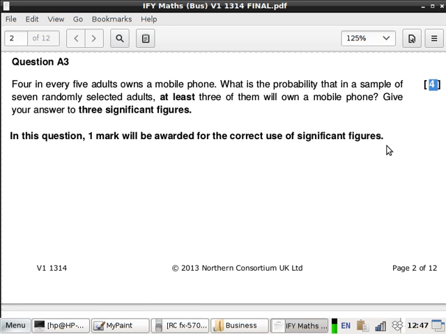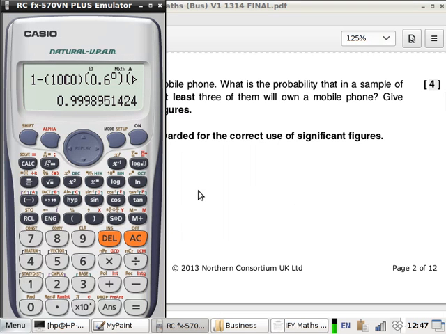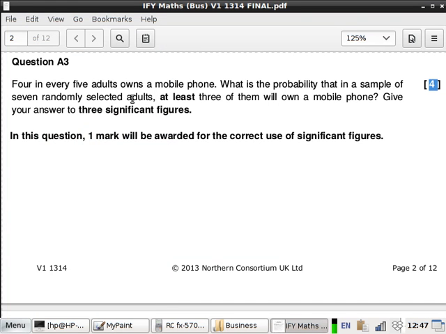Oh, Tom, you probably need some numbers here, don't you? 7C0 is 1, 7C1 is 7, and then 7C2 is 21. Okay. You could probably do this on your calculator in one step. This is 1 mark and calculate 2 marks and 3 significant figures. See, no problem. Just in part A. If this is in part B, it will be more hard. Maybe we'll look at part B next time.